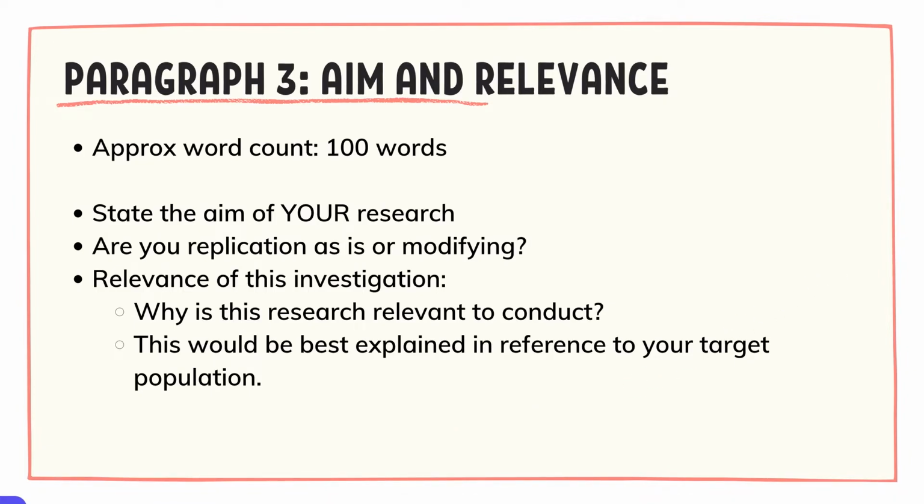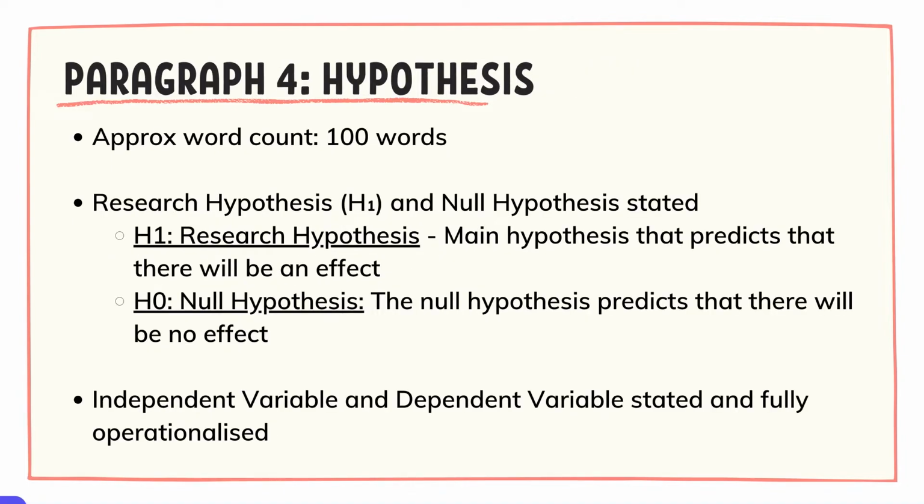And finally, you have your paragraph 4, which is basically your hypotheses. Again, stick to about 75 to 100 words. You do not need more than that for this section of your introduction. You need to state both the research hypotheses and the null hypotheses. The research hypotheses is basically your main experimental hypotheses that predicts that there will be an effect. And then there's your null hypotheses, which basically suggests that there is no effect between the independent variable and the dependent variable. And again here, something to point out is that your IV and DV must be fully operationalized.